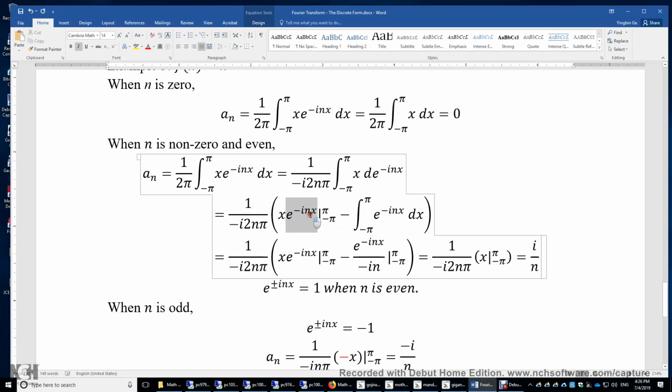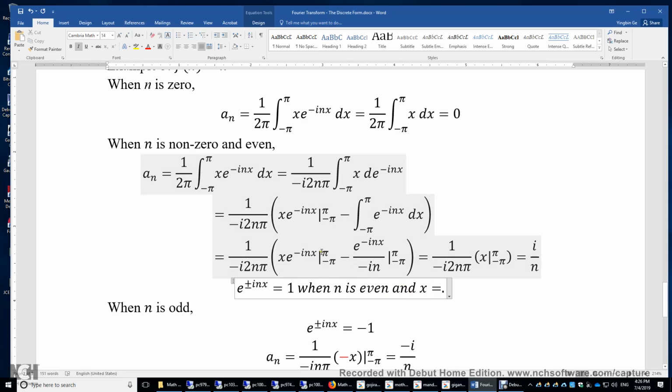All right, how about this part? Again, when n is an even number, e to the power of plus minus i n x is 1. If n is an even number, and sorry, I missed this, x equals either pi or negative pi. So just imagine you are evaluating e to the power of plus 2 pi i, or negative 2 pi i, or negative 4 pi i, negative 6 pi i, or positive 6 pi i. The result is simply just 1.